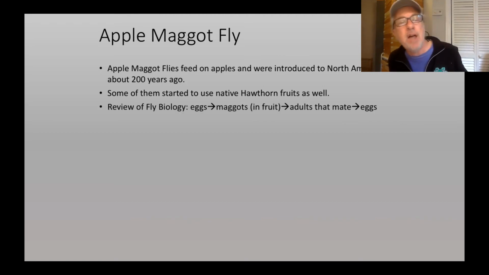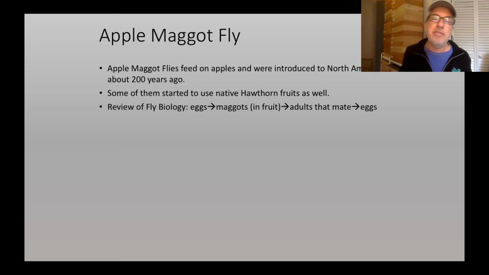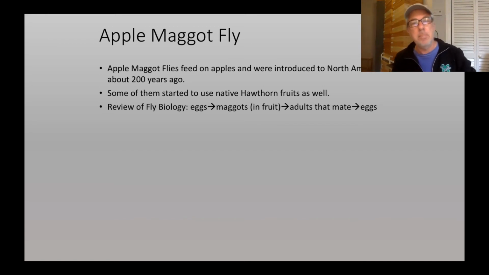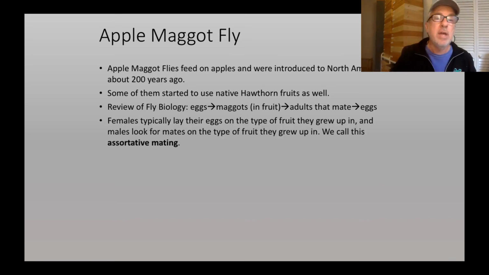Let's review some fly biology so you can remember the fly's life cycle, in case that's not in the forefront of your thoughts right now. Flies begin as eggs. The eggs hatch into little maggots, which live in the fruit and develop. And then they become a pupa. I should have put a pupa in there. And in that pupa, they metamorphose into a flying adult that mates and then lays eggs. And that's the life cycle.